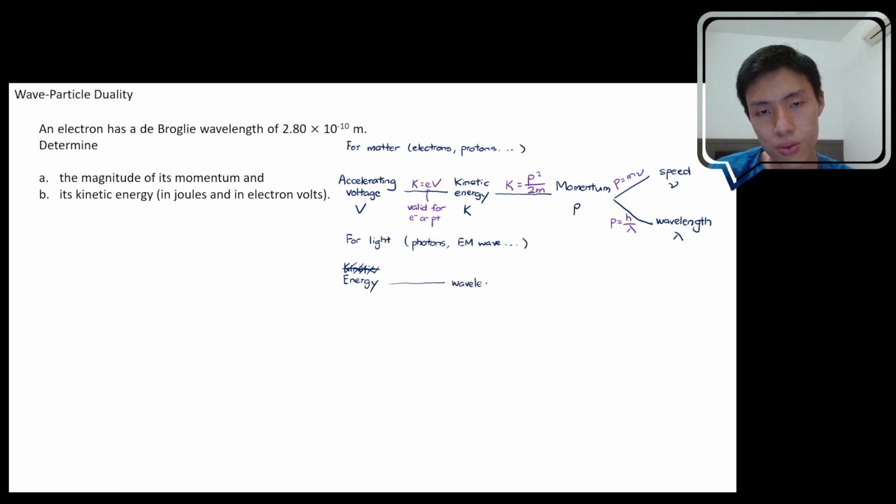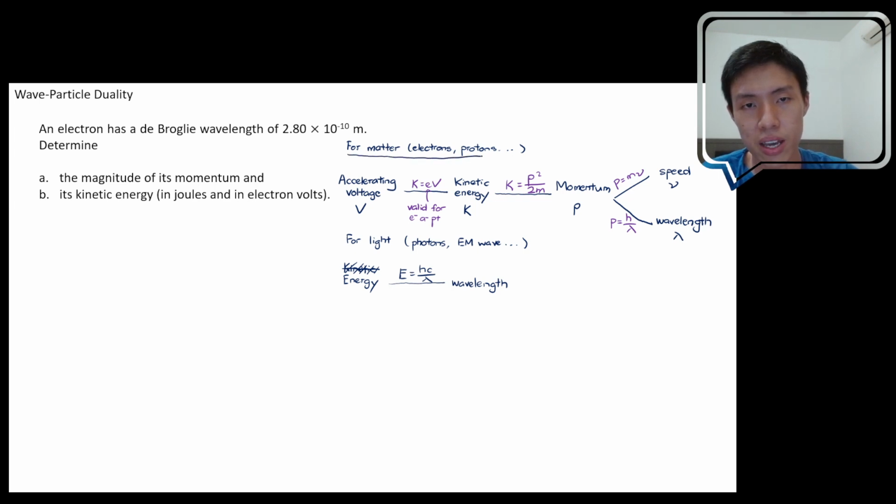Okay, most of the time you only need to directly relate to wavelength. So in this case, we know that the equation will be E is equal to hc over lambda. Okay, so this is the only equation that is important when we discuss light, but for matter, you need to know how everything connects to each other. Okay, so that's matter and light.